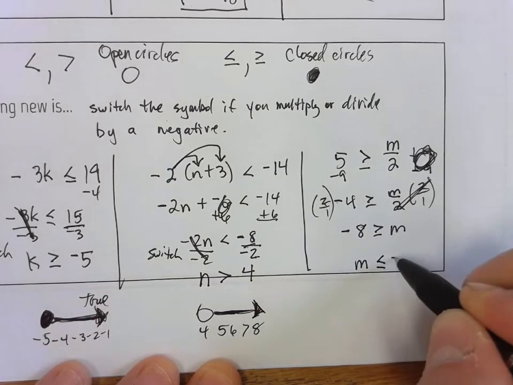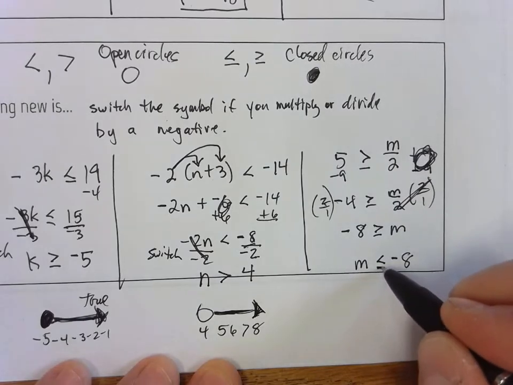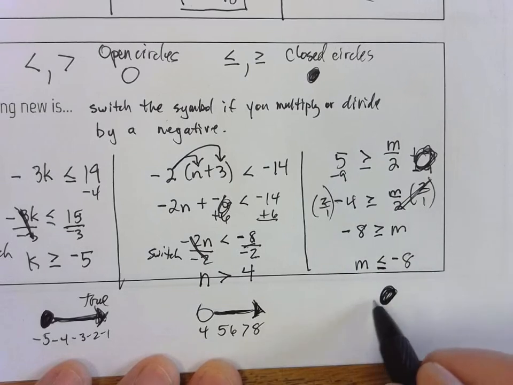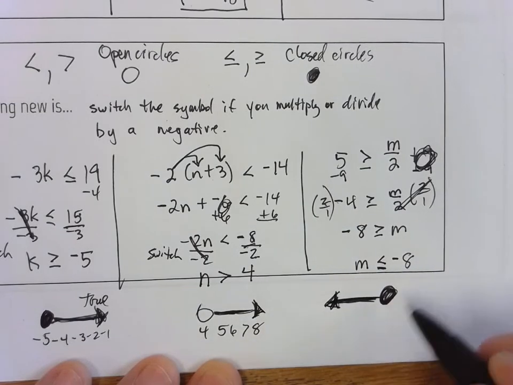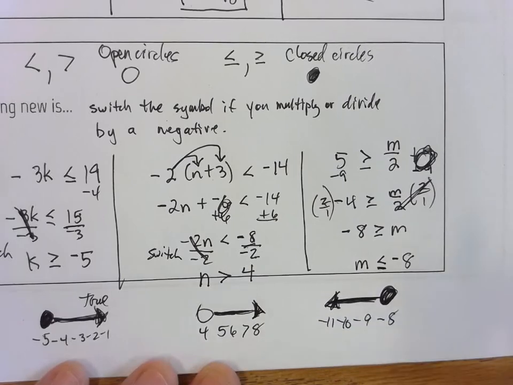negative 8. Again, since it's got the equal to underneath it, that's going to be a closed-in circle. Shaded to the left because that's less than, so the less than answers are going to the left. That would be negative 8, negative 9, negative 10, negative 11, so forth and so on.